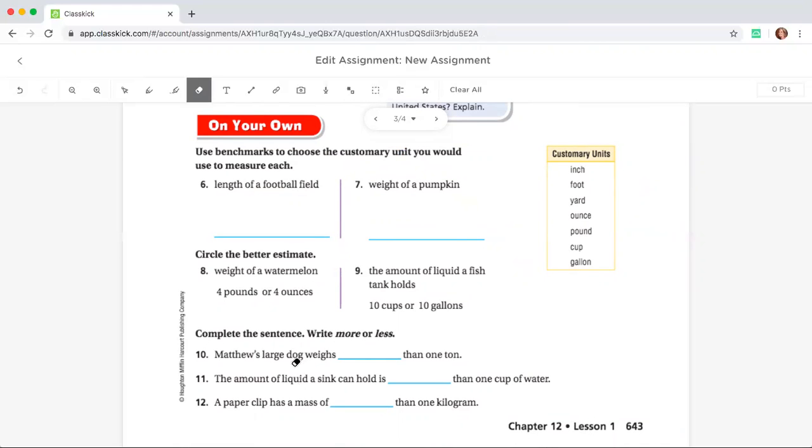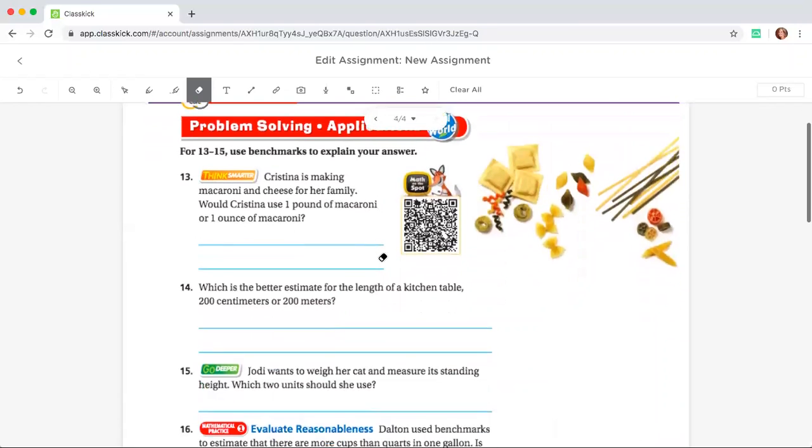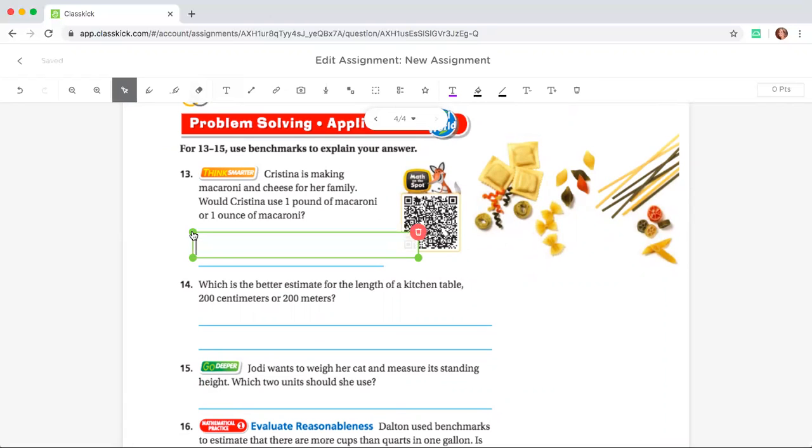Complete the sentences down here, writing more or less, okay? So again, this is customary units. Oh, not here. Sorry, this one is metric, okay? For 13 through 15, use benchmarks to explain your answer. So Christina is making macaroni and cheese for her family. Would Christina use 1 pound of macaroni or 1 ounce of macaroni? She would use 1 ounce. Sorry, 1 pound.